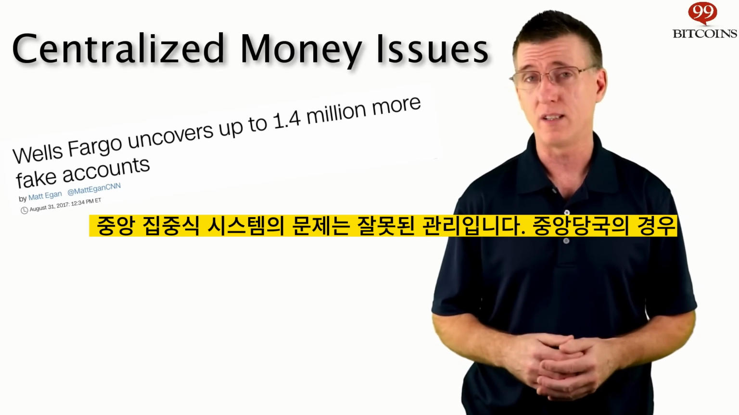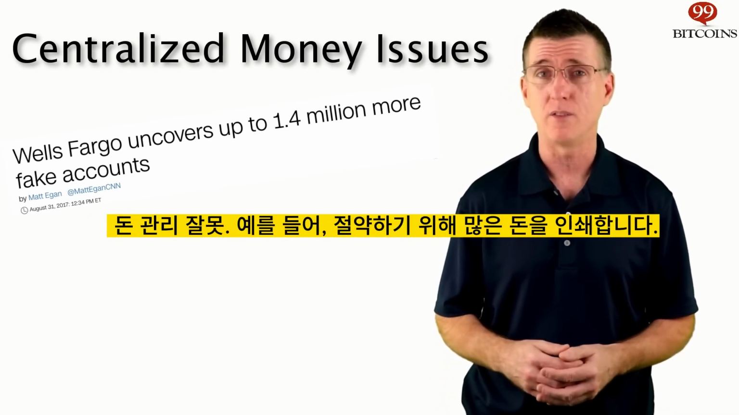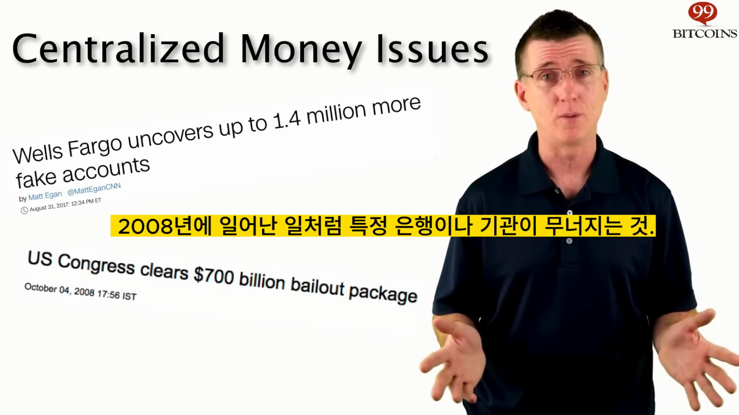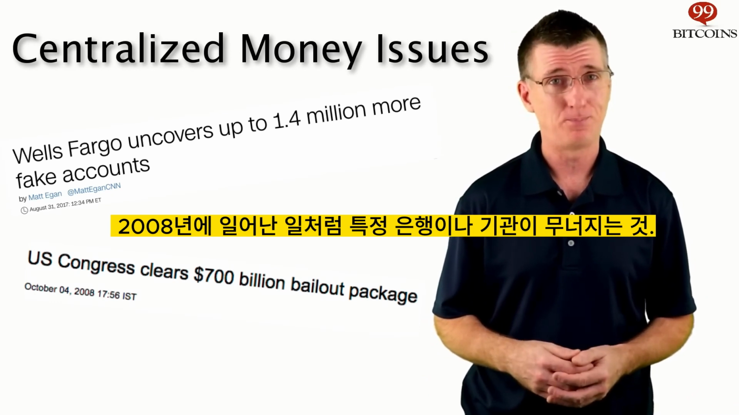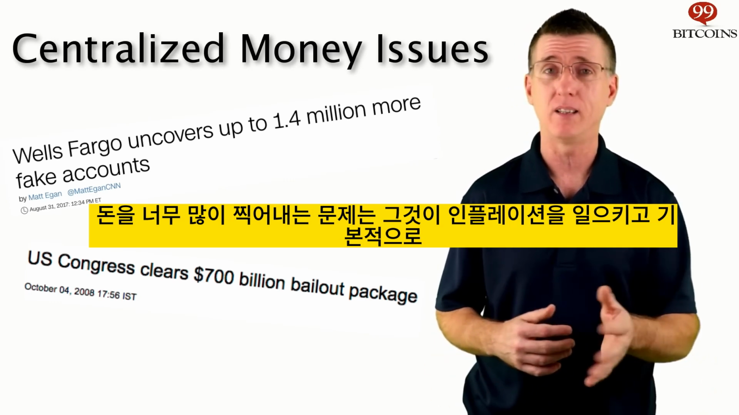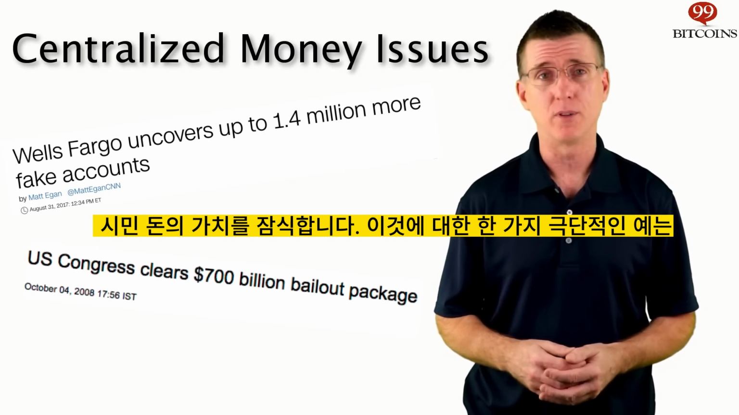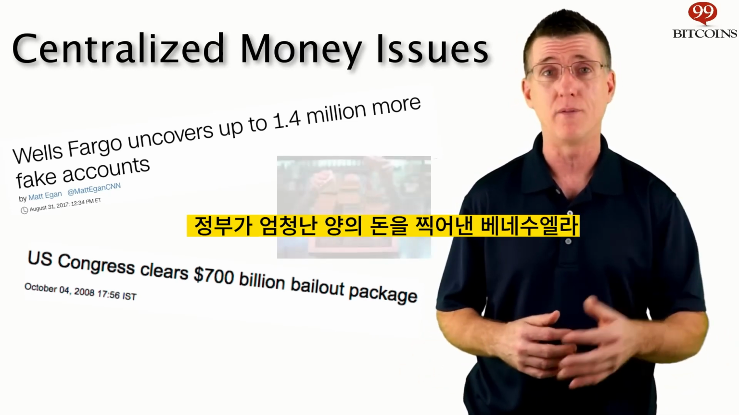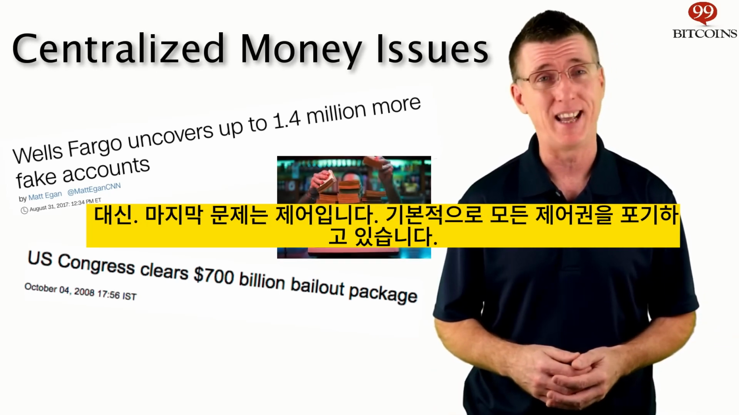The second issue of a centralized system is mismanagement. If the central authority's interest isn't aligned with the people it controls, there may be a case of mismanagement of the money. For example, printing a lot of money in order to save a certain bank or institution from collapsing, as what happened in 2008. The problem with printing too much money is that it causes inflation and basically erodes the value of the citizens' money. One extreme example for this is Venezuela, where the government has printed so much money and the value of it has dropped so much that people are no longer counting money but are weighing it instead.